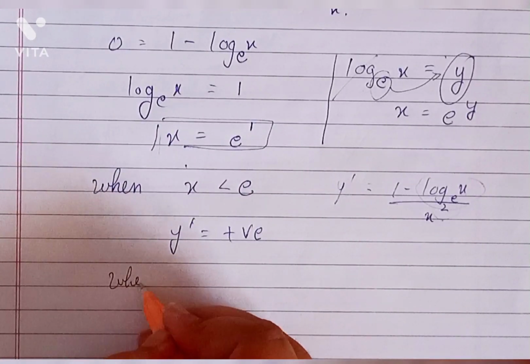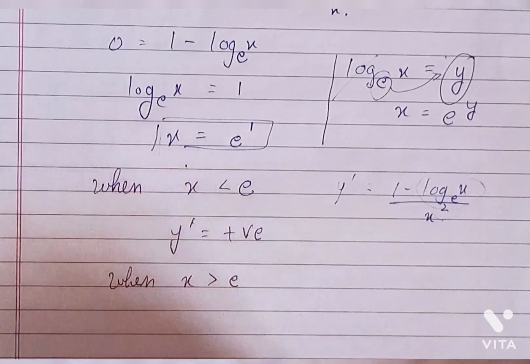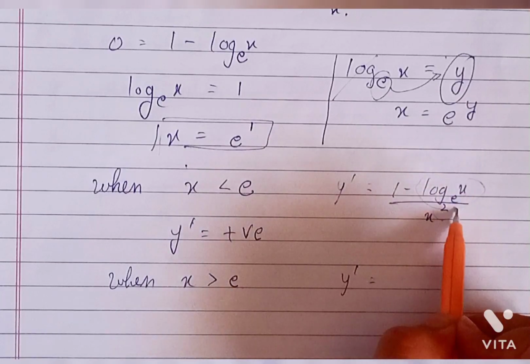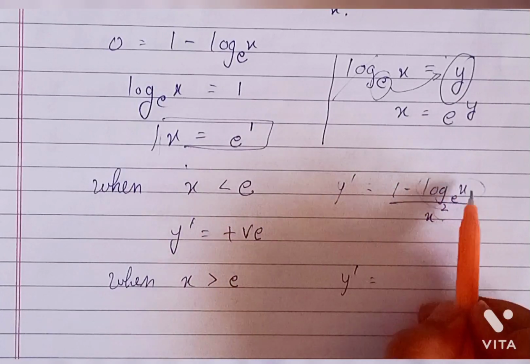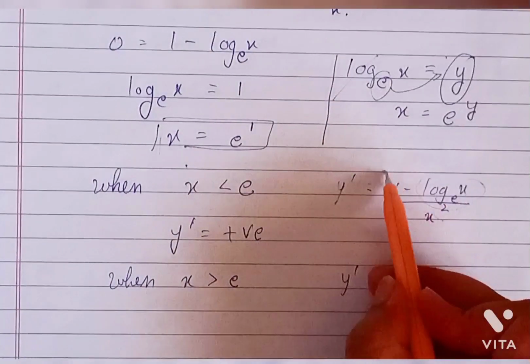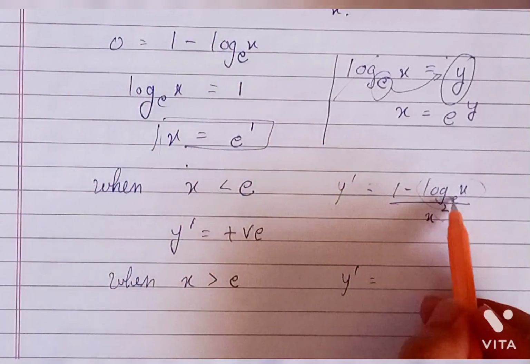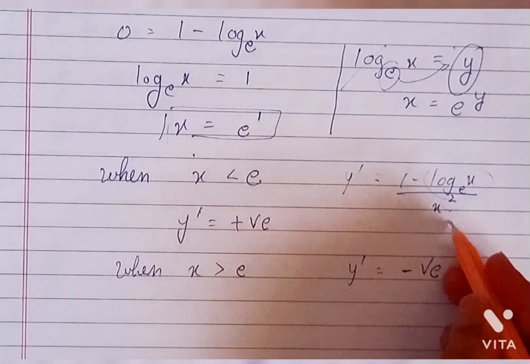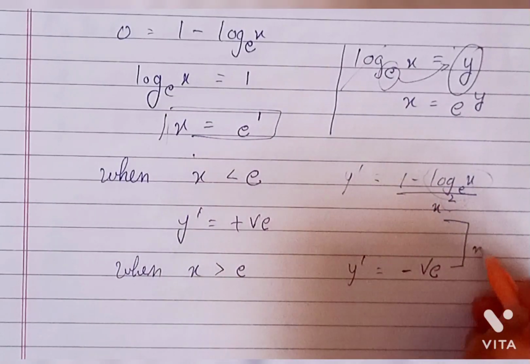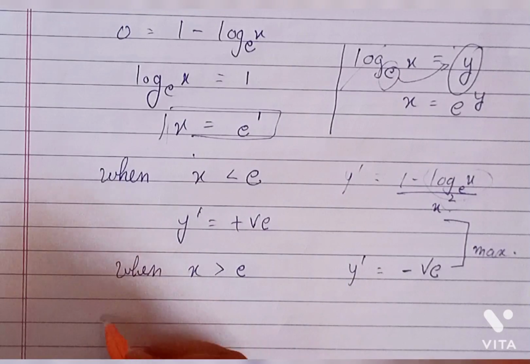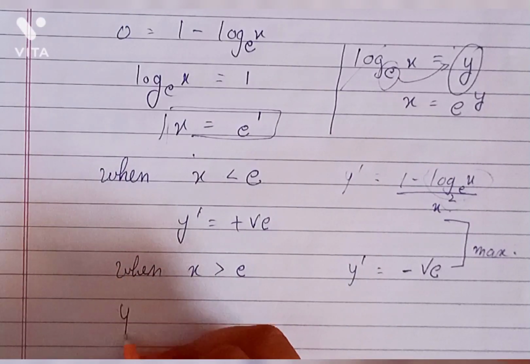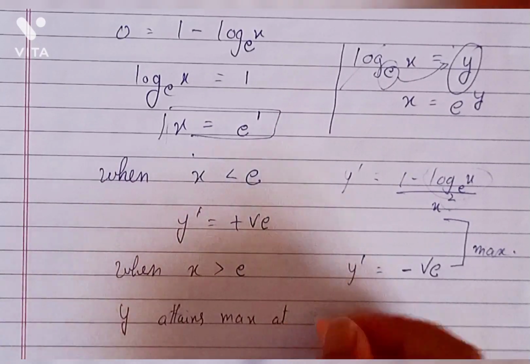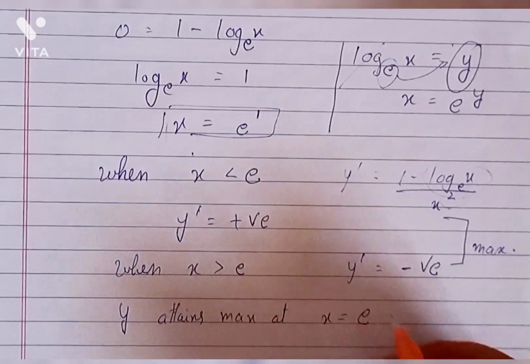In the second case, when x is greater than e, log e to the base e is 1. Now since x is greater than e, log x will be greater than 1, meaning the numerator is negative and the denominator is positive. So the whole quantity will be negative. So you would see a change from positive to negative, meaning a maximum there. So our y attains its maximum value at x equals to e.